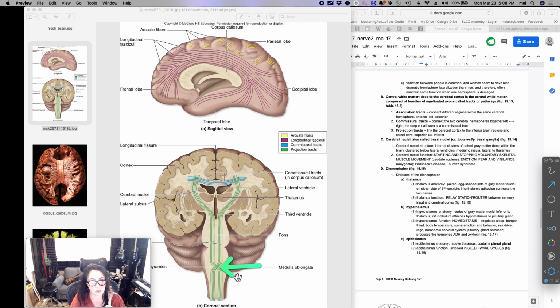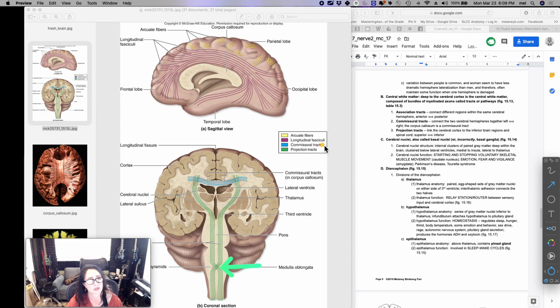Okay, so we've got commissural tracts, that was this guy right here. We've got projection tracts, that was these guys right here. And there's more of these, but I'm just showing you. And then we've got one other tract that I'm actually going to have you guys learn. Those tracts are called association tracts.